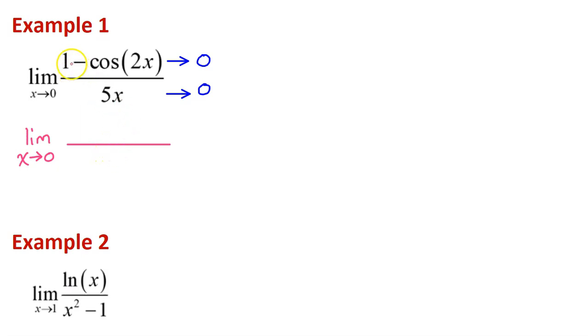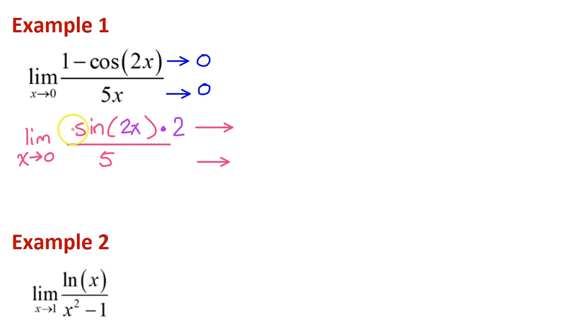So let's do that. The derivative of 1 is 0, so that's nothing. The derivative of cosine is negative sine. So the negative is going to cancel out the negative that's already there, so it's going to turn positive. So we will have the sine of u, which is 2x. But we have to do the chain rule and then multiply by the derivative of the inner function, which is 2. Meanwhile, the derivative of 5x is 5.